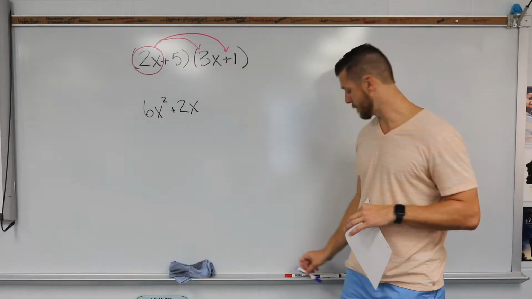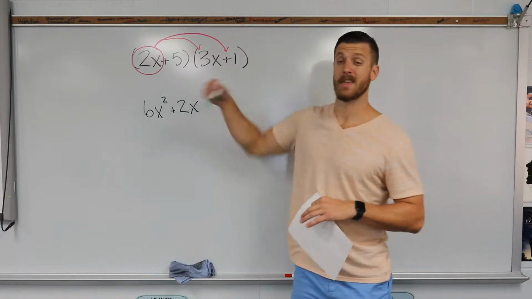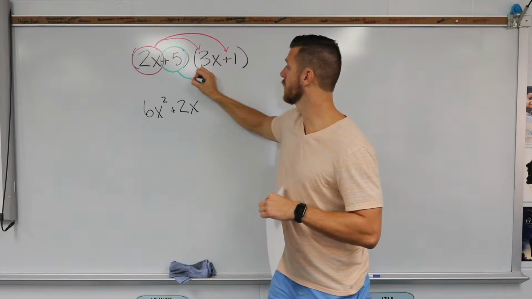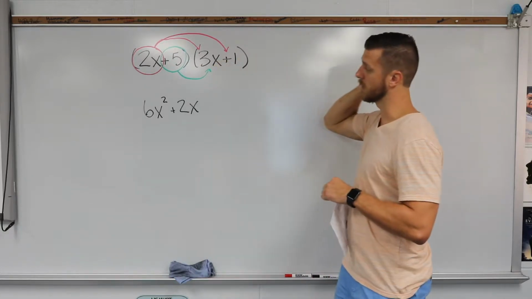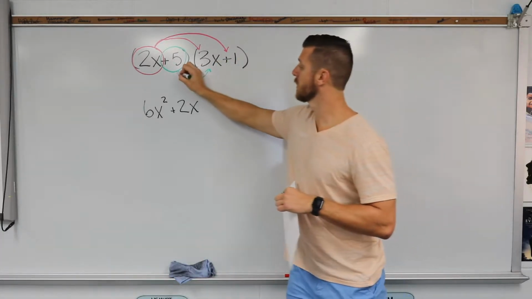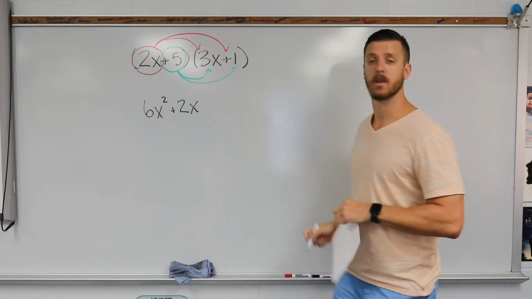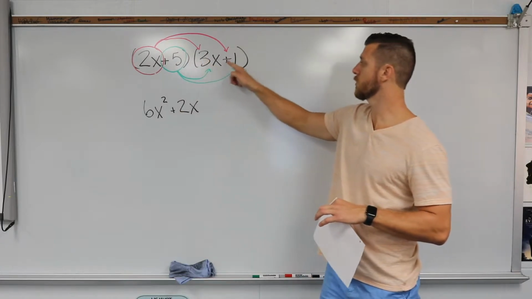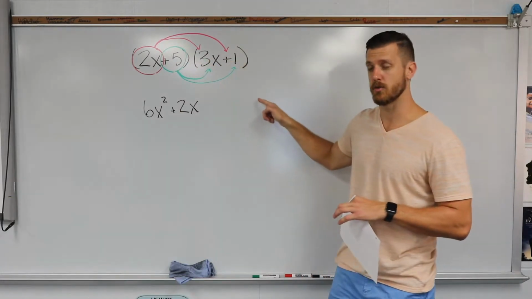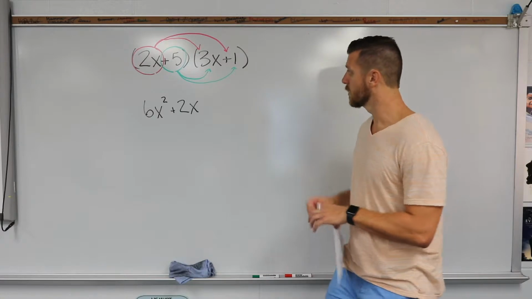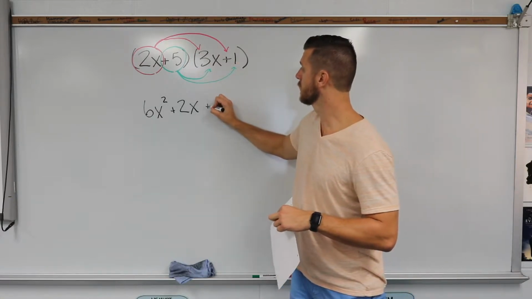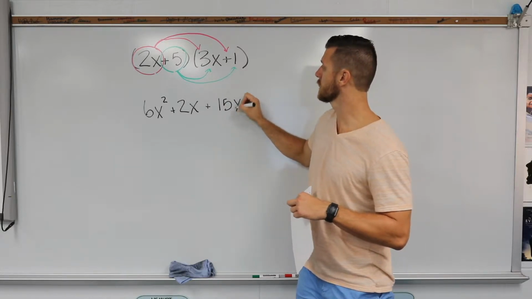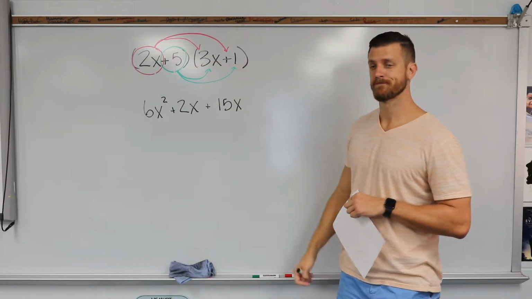Now the other thing we got is this plus 5. That has to be distributed as well. This positive 5 is going to go to the 3x, and to the plus 1. Just like the 2x was distributed to the 3x and the plus 1, the 5 also has to be distributed. So 5 times 3x, that's 15x. What's 5 times 1? 5.